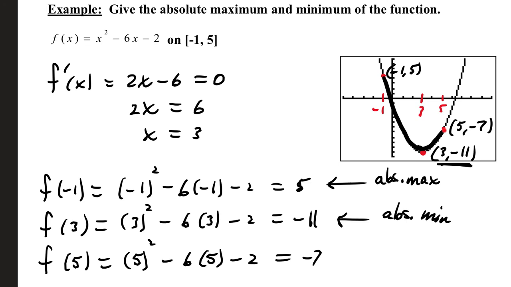5, -7, it wasn't the highest or the lowest. It was just the end point of the interval. So for absolute, you look for your largest and smallest answers.